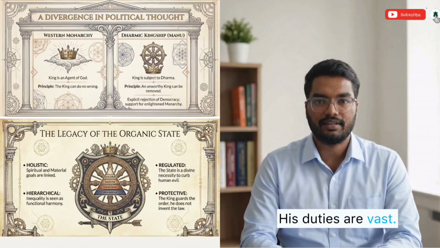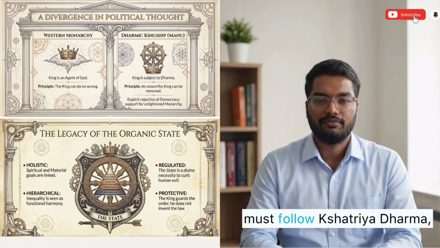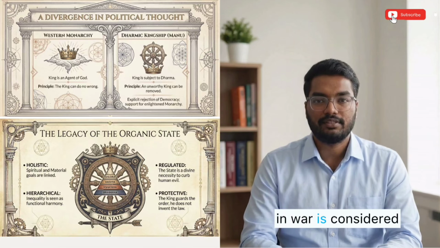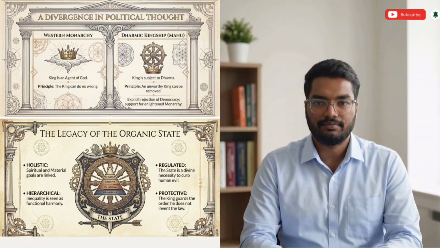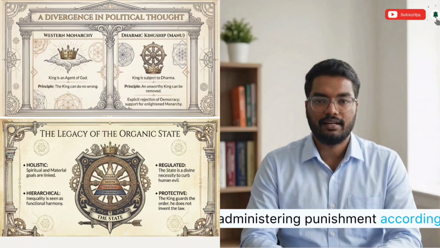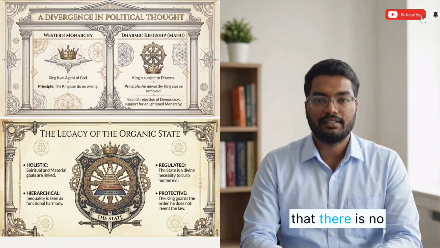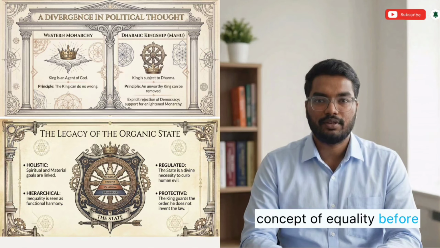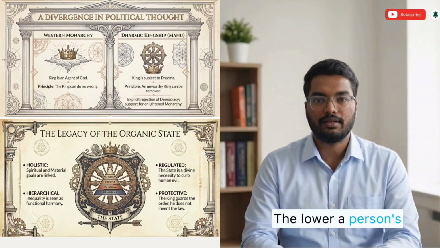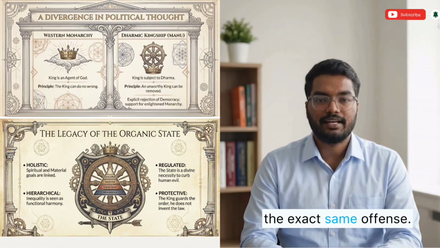His duties are vast. Because he belongs to the warrior class, he must follow Kshatriya Dharma, which means that engaging in war is considered his duty. He is responsible for administering punishment according to the Shastras. But it is vital to note that there is no concept of equality before the law in the Manu Smriti. The lower a person's Varna, the higher the punishment they received for the exact same offense.